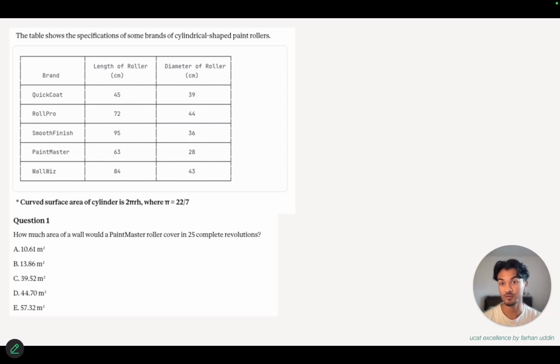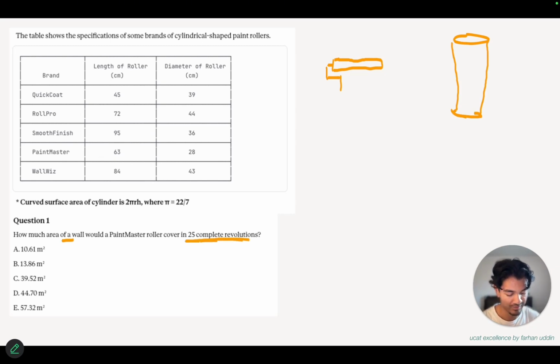Okay, so now that you've had a fair go at this question, let's have a look at how we can go through this one. So the tricky part about this question is basically just the abstract reasoning of what's going on here. So let's just visually depict what's going on here. We've got some paint rollers, which kind of look like this, and you've got a cylinder attached to it. So that cylinder can look like this, right? Now, the question's asking how much area of a wall would a paint master roller cover in 25 complete revolutions?